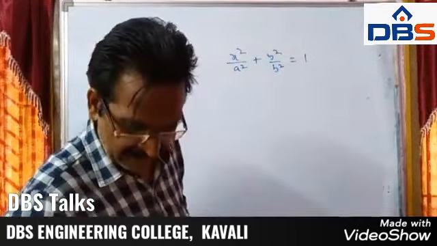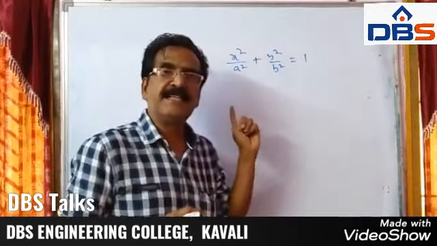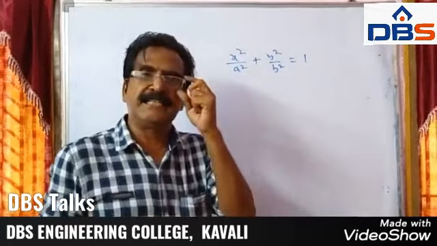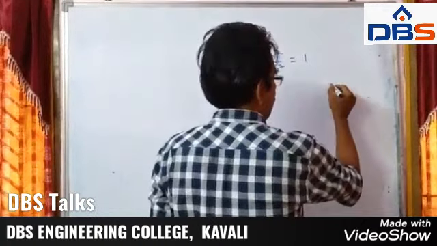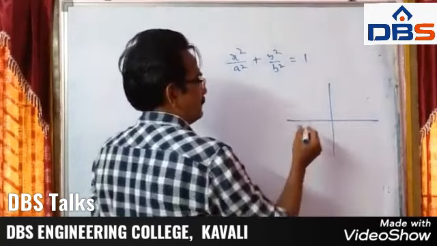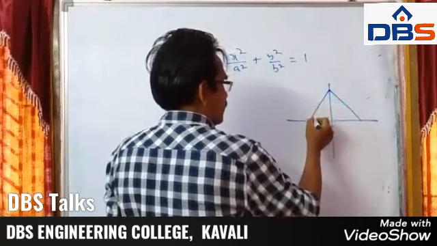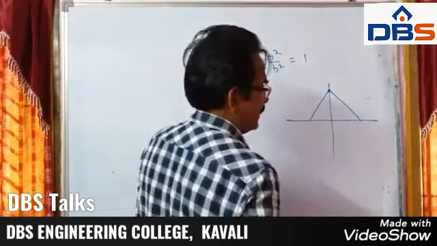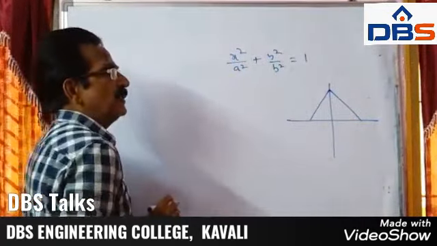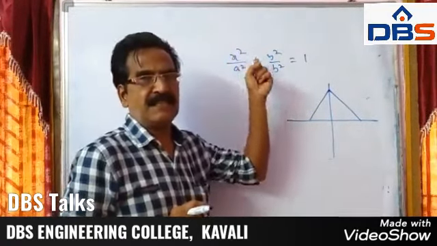What do we need to find? The equation of the tangent to this ellipse, which makes equal intercepts. This is the intercept between the axes. So these two are tangents to this ellipse. Now let us find the equation of this tangent.